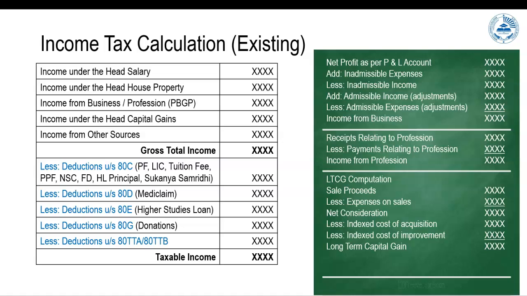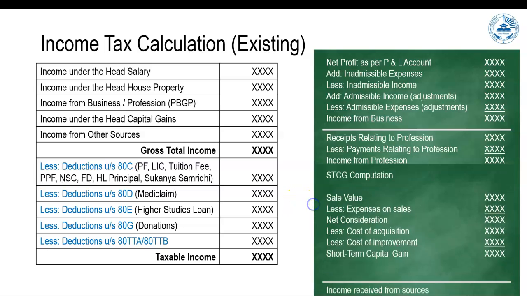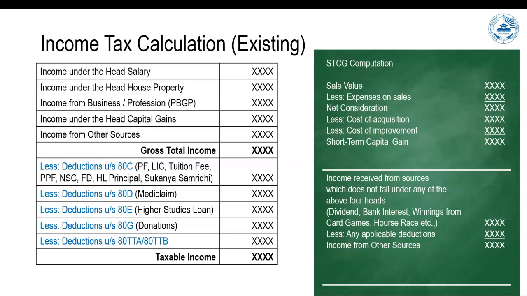And we next move on to calculation of capital gains, wherein we have two categories. One is long term, the other one is short term. In case of long term capital gain, we start with the sale proceeds minus any expenses related to the sale. We get net consideration. From there we do the indexing process for acquisition and for improvement, and we deduct that money, and finally what we get is long term gain. In case of short term gain, we have the sale value less selling expenses, we get net consideration. From there we deduct cost of acquisition and cost of improvement, we get short term gain.